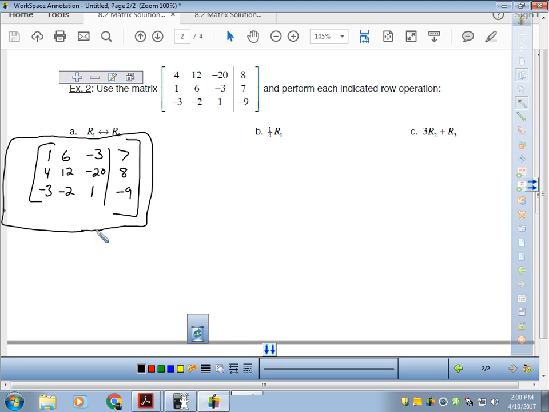Letter B asks us to do 1/4 times row 1. So 4 times 1/4 would be 1. 12 times 1/4 would be 3. Negative 20 times 1/4 would be negative 5. And 8 times 1/4 would be 2. And then the rest of the rows stay the same.